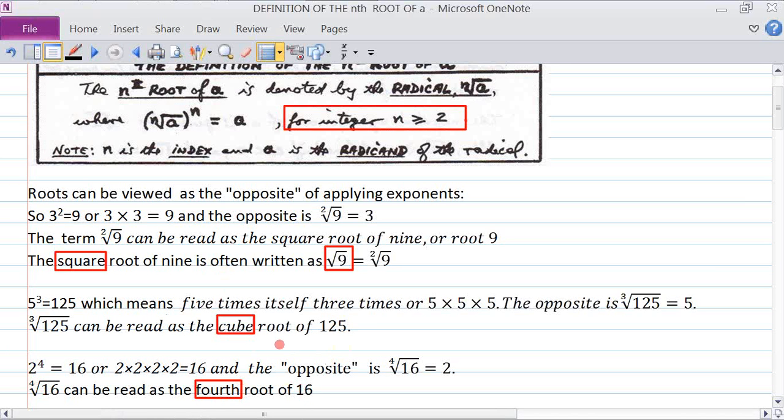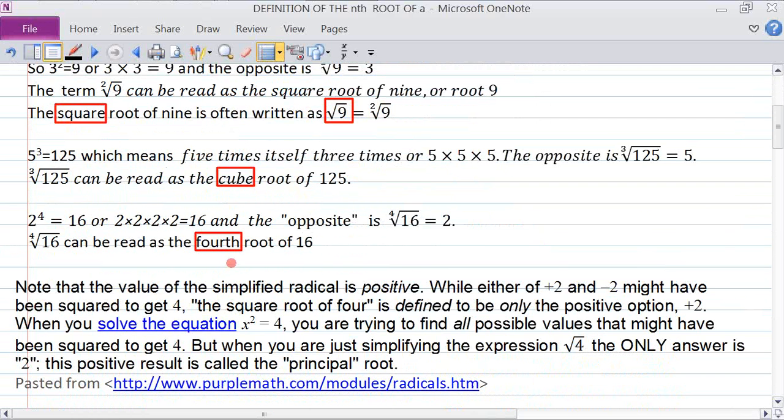To review a little bit, when we don't put any number up here in this corner, that means it's a square root. The number 3 can be referred to as the 3rd root. You can say the 3rd root, but it's more common to say the cube root. Once you get above 3, you just use the numbers themselves: 4th root, 5th root, 6th root.